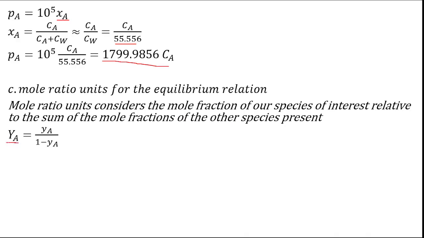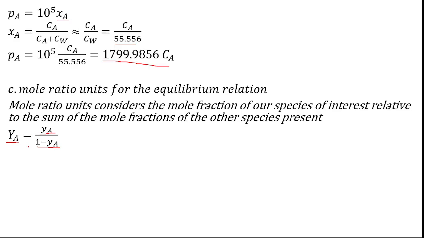So the mole ratio capital Ya is equal to the mole fraction of A, small ya, over 1 minus small ya. And 1 minus small ya just means that you're adding all the other mole fractions of the other species. So if there's B, C, and D, it will be YB plus YC plus YD. That's equal to 1 minus YA, right? I think I should have added the proof for that, but this should be something that we all know. When we are done, I'll just quickly type it out.